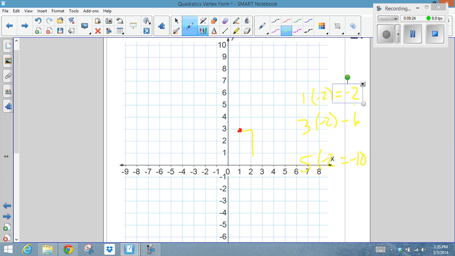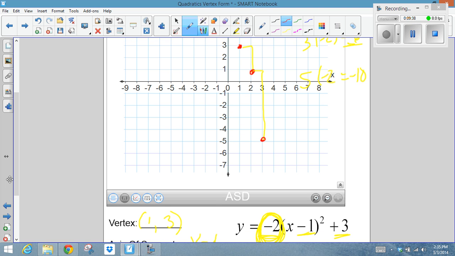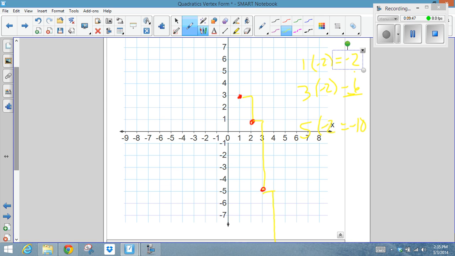Starting from my point, I'm still going to go over 1, but this time I'm going to go down 2 and put a dot. Then I'm going to go over 1 more, and down 6. 1, 2, 3, 4, 5, 6, and put a dot. The next one is over 1 and down 10, and that's going to be way off my graph, so I'm not even going to count that one. I'm good with these two.